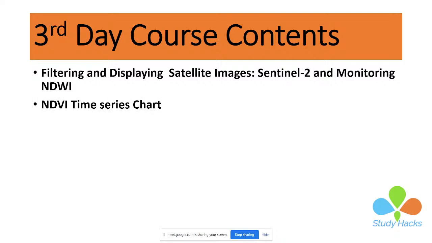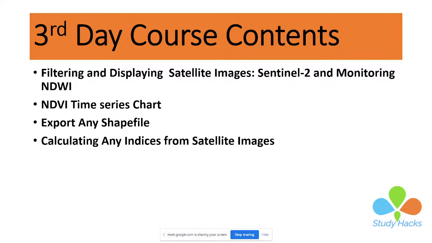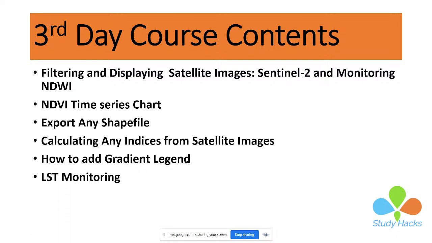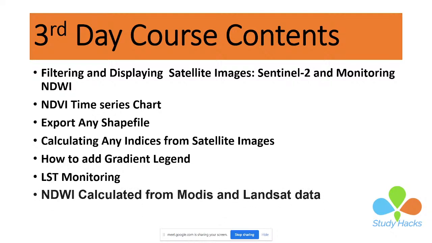We also try to make the chart for the NDVI time series, and we also show you how you can easily export any shapefile from the Google Earth Engine platform, and then how to calculate any indices from the satellite images, and then how to add the gradient legend. Then we move to the land surface temperature monitoring part using the MODIS as well as Landsat imagery, and also calculate the NDWI for the MODIS and Landsat data. So we will start step by step, then we will cover this part.